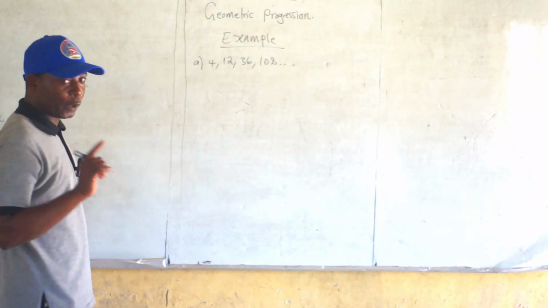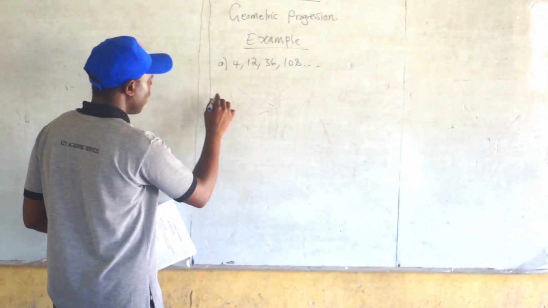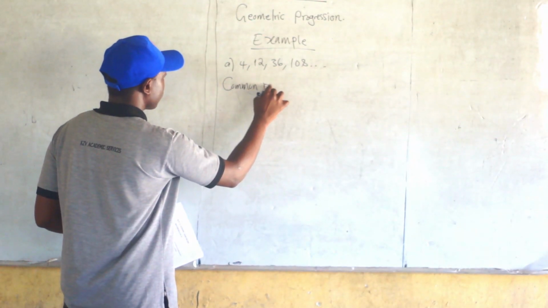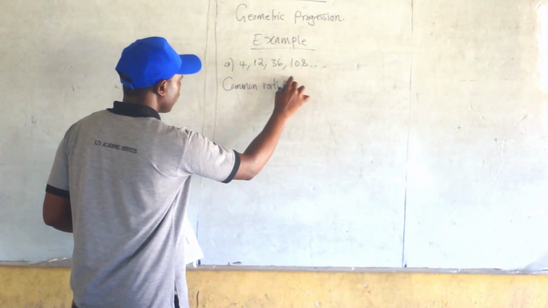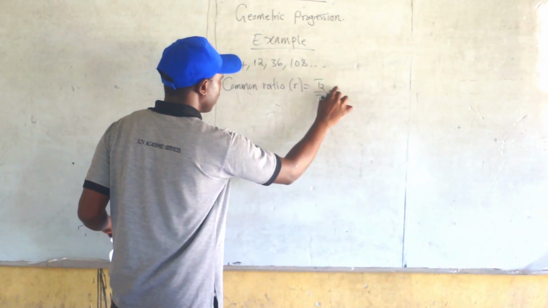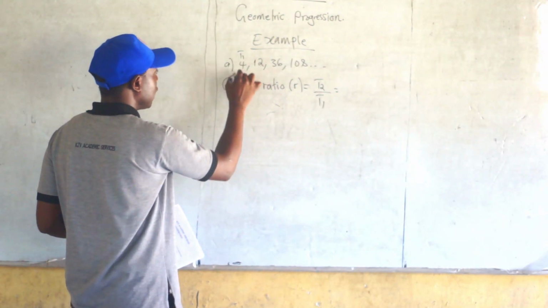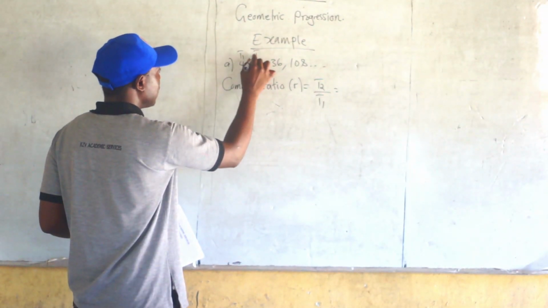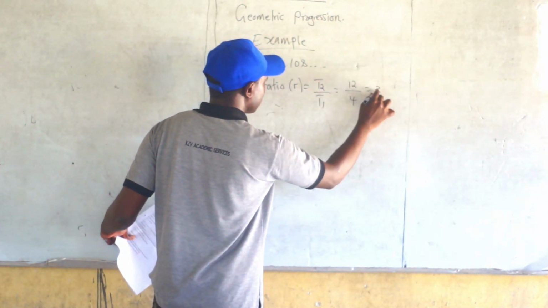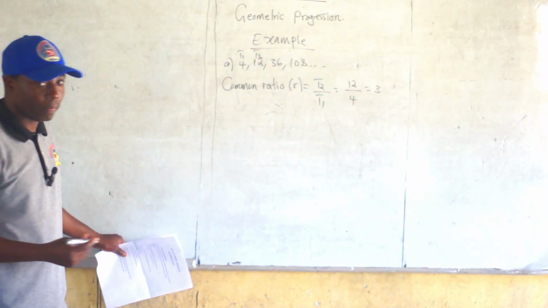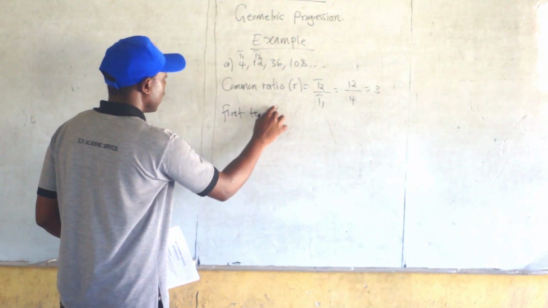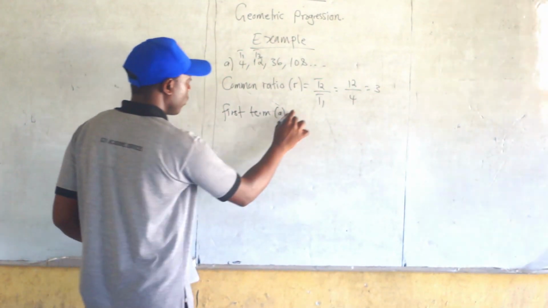Now the constant amount is a common ratio, but how do we find the common ratio? Number one, let us find the common ratio. The common ratio, which is denoted by r, is given by T2 over T1. In this case, our T1 is 4 and our T2 is 12. So we say 12 over 4, and what we get is 3. So our common ratio is 3. Now, what is our first term? Our first term, which is denoted by a, is 4.